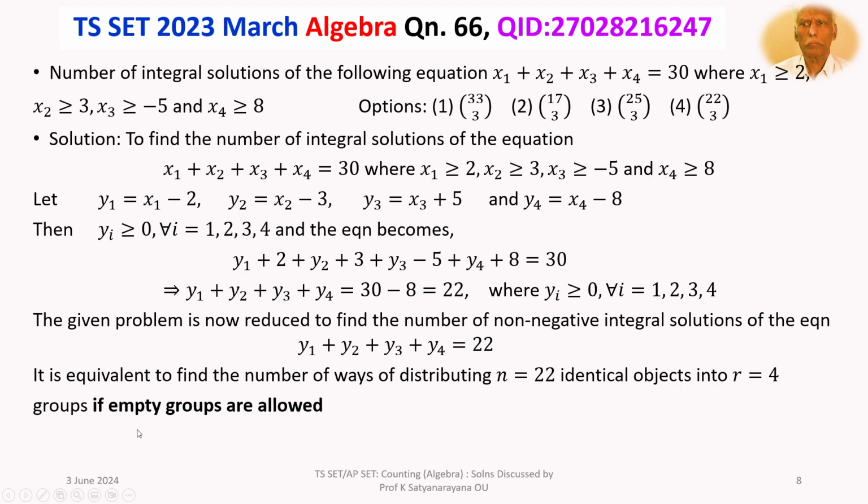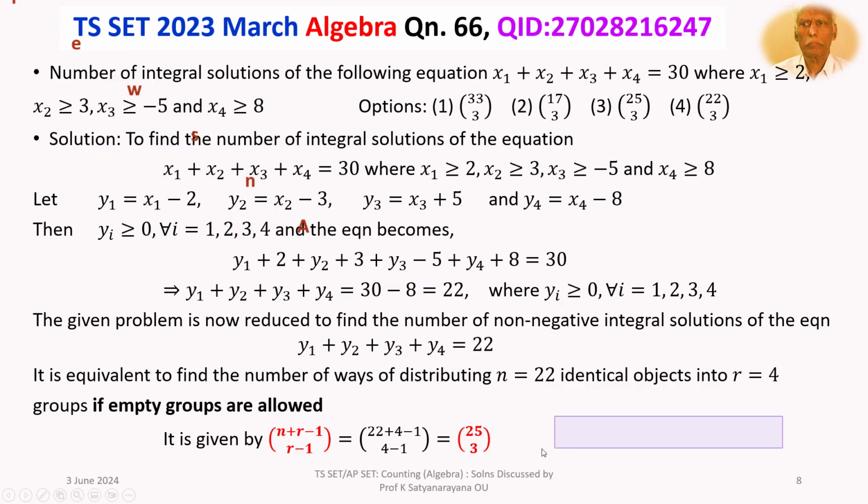What is the meaning of empty groups are allowed? That means a group can be empty, that means the number of elements in that group can be 0. That means y1 can be 0, y2 can be 0. That is why it is taken yi greater than or equal to 0. So yi equal to 0 will correspond to empty groups. For that the formula is n plus r minus 1 choose r minus 1. That is n plus r minus 1 C r minus 1, with n equal to 22, r equal to 4. You substitute and you will get the answer 25C3.